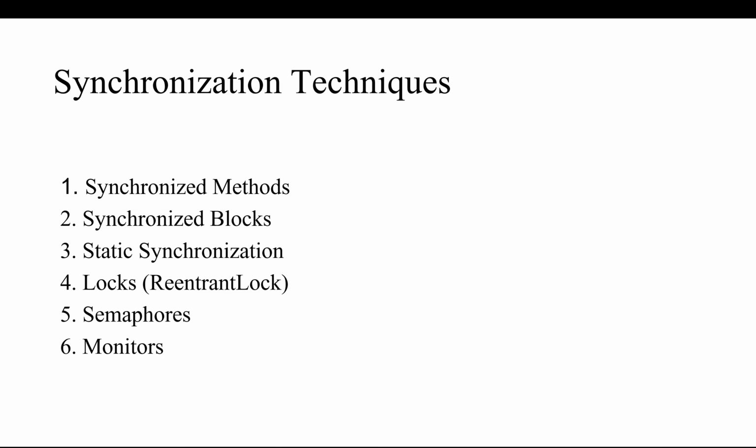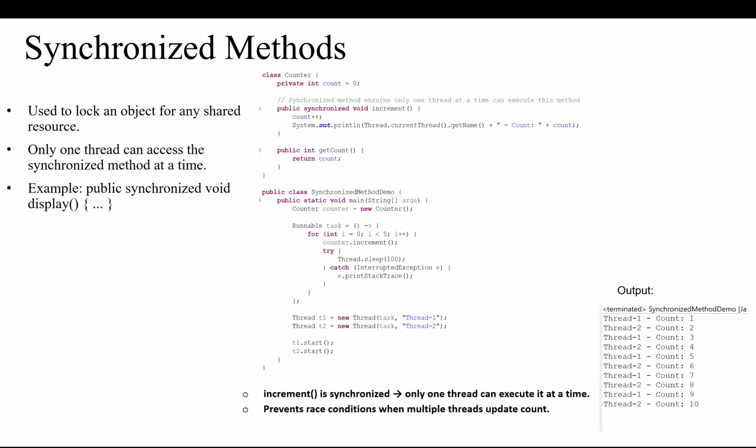Java provides multiple synchronization techniques. These include synchronized methods, synchronized blocks, static synchronization, locks such as ReentrantLock, semaphores, and monitors. Each technique has its own use case and level of control.